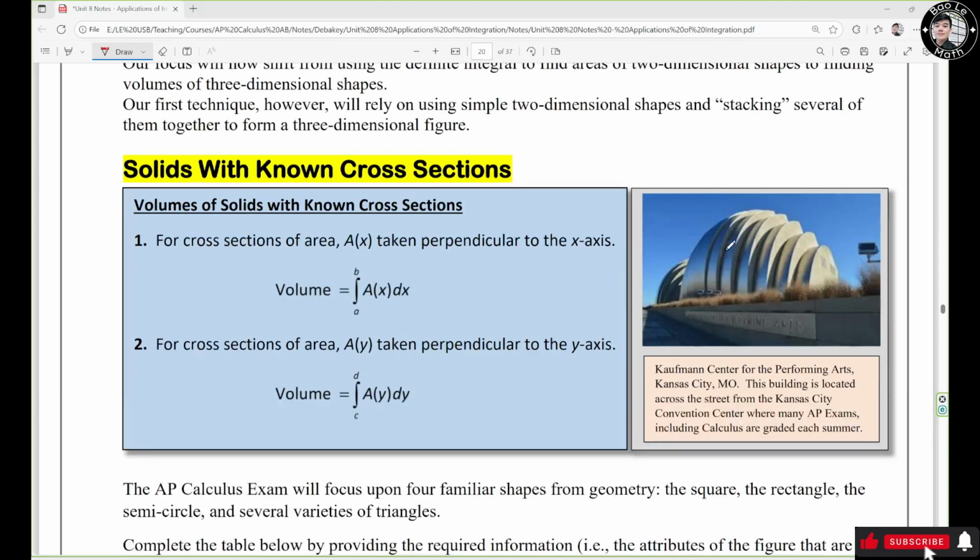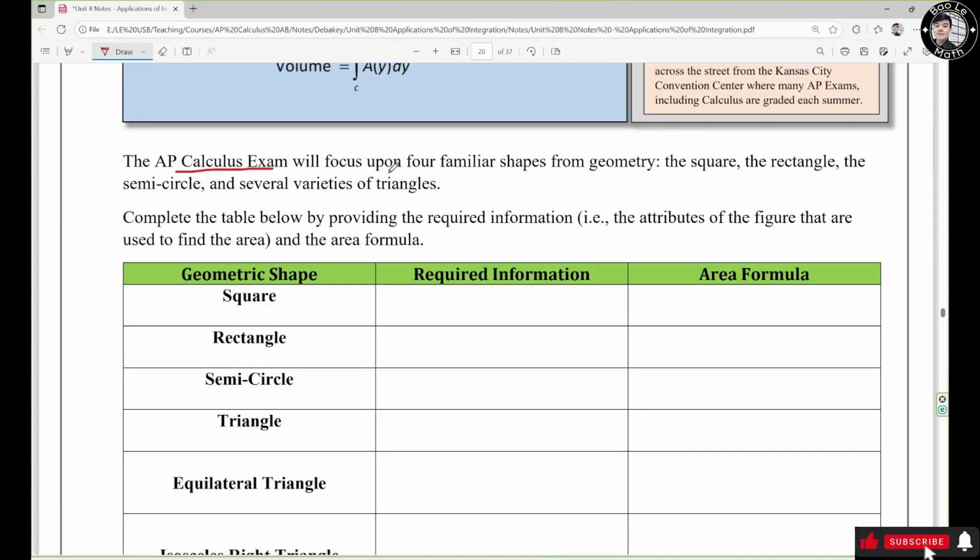Alright, look at the figure right here. This one is the 3D figure, the Kauffman Center for the Performing Arts in Kansas City. You observe that the cross section right here is the semicircle. They are repeating and getting bigger and bigger, right? The AP Calculus exam will focus on four familiar shapes from geometry: the square, the rectangle, the semicircle, and a variety of triangles.